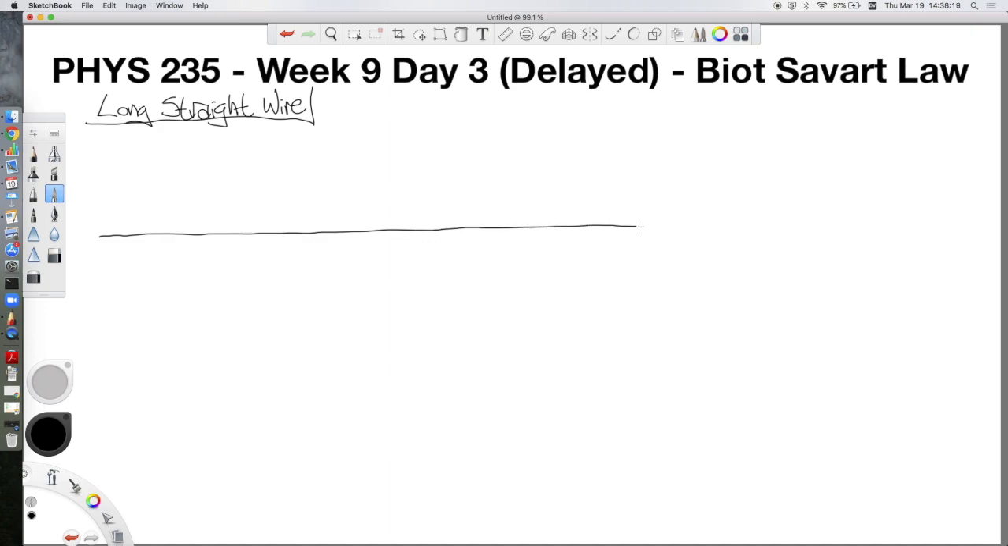We have here our long straight wire carrying a current of I. And we want to know the magnetic field at this location right here. I'm going to label our test location as point P. And to make our coordinate system nice and easy, we may as well make this point here the origin, and put the wire along the x-axis.